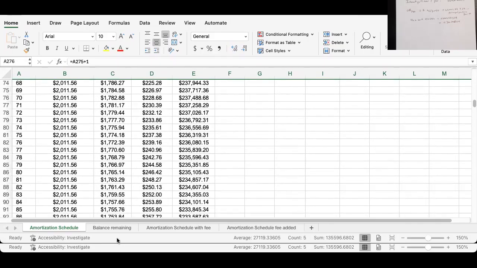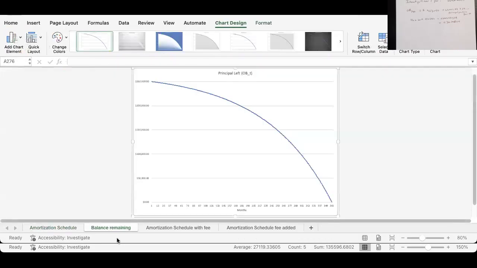By the way, I did graph balance remaining at every point throughout the year, but you can see how slowly that goes down at the beginning and then crashes at the end. I'm paying very little towards principal over the first 10 years or so. It takes me quite a while to get down.